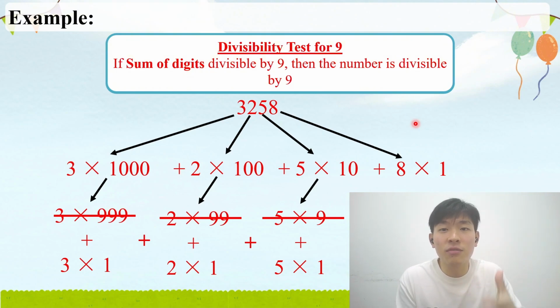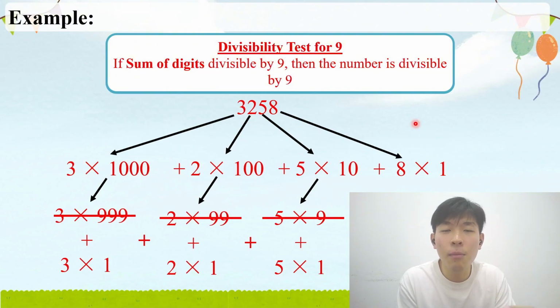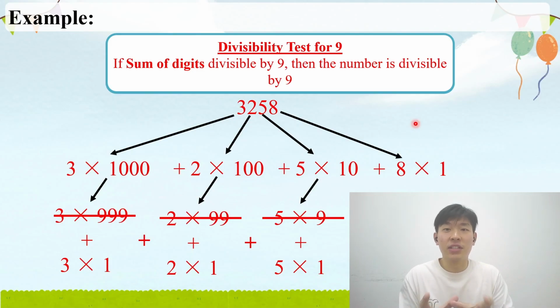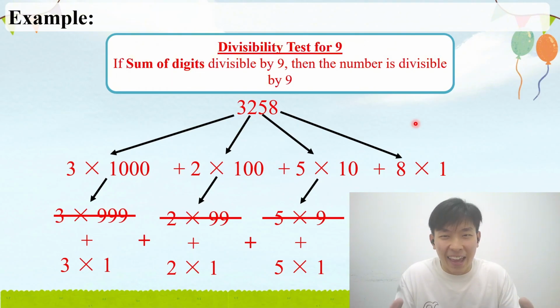So the divisibility tests for 3 and 9 are actually similar, also taking the sum of digits. It's just that for 3, we need to check whether the sum of digits is divisible by 3. For 9, we need to check whether the sum of digits is divisible by 9. That's all. So this is the divisibility test for 3 and 9. They are called the sum of digits gang.